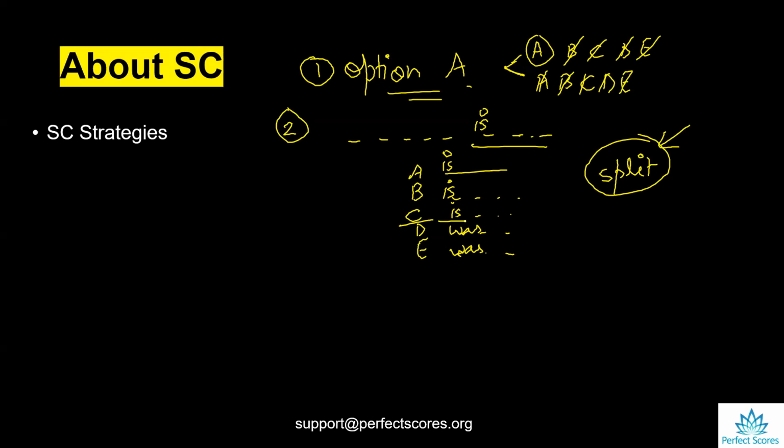Right now, it's like a decision tree. You just need to decide whether is is the correct thing or was is the correct part. Let's suppose you decide is is absolutely fine. So you eliminate D and E, and there is no need to read the remaining options. All right, is that clear to both of you? Yep.